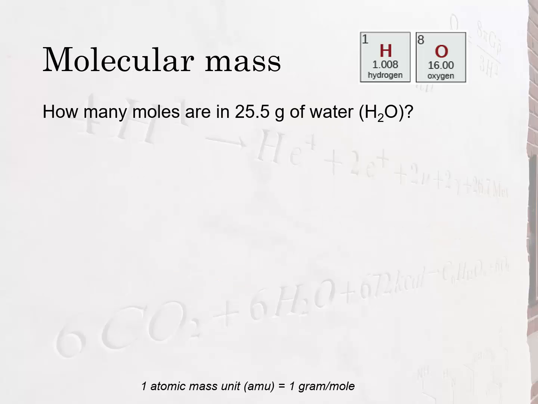The periodic table gives us the information we need to convert between grams and moles. Atomic masses tell us the average mass of 1 mole of the element, and the unit for atomic mass is the AMU, which is equivalent to 1 gram per mole.